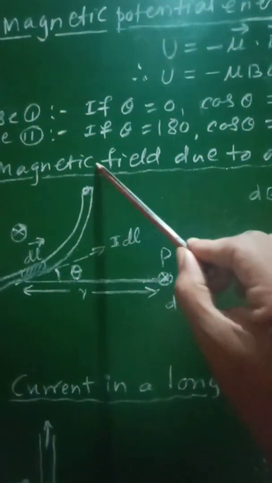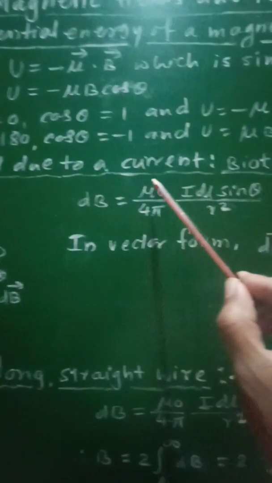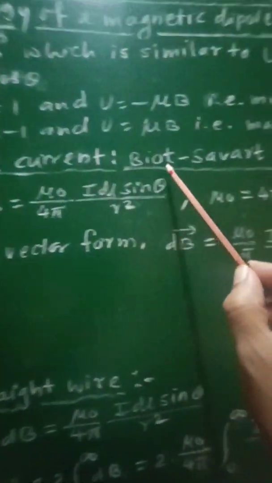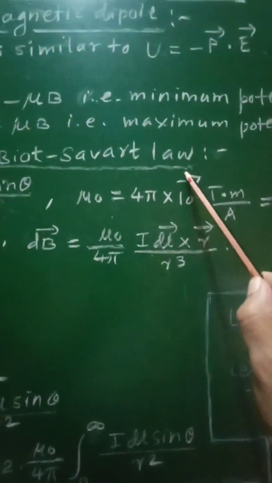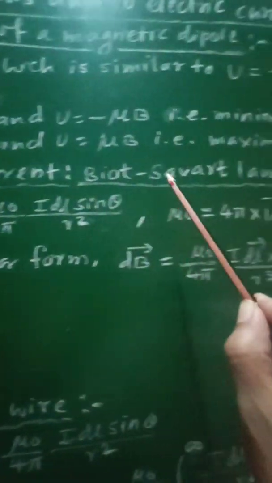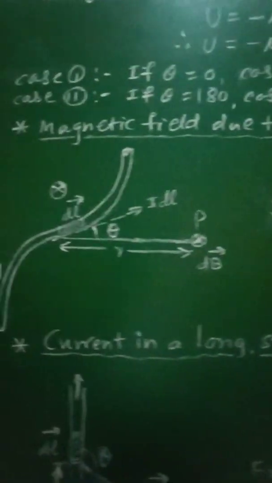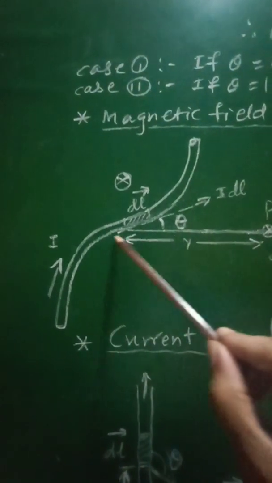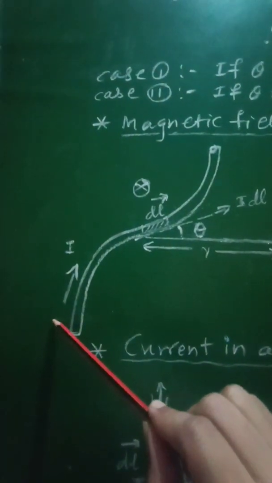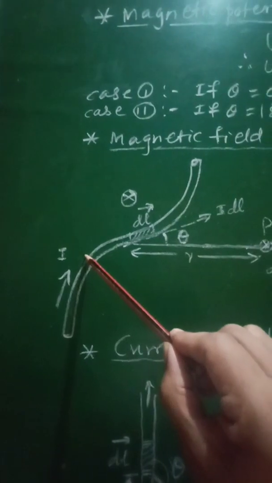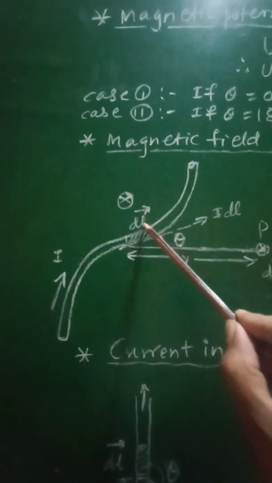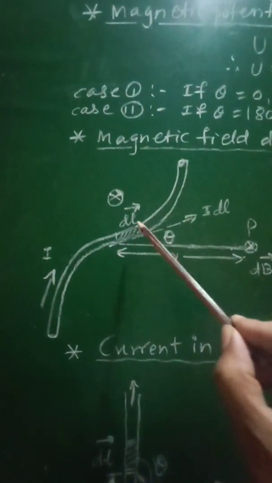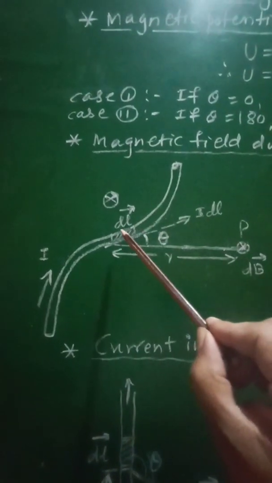Now let us consider the magnetic field due to a current, that is Biot-Savart law. In order to explain this Biot-Savart law, let us consider an arbitrarily shaped wire carrying current I. Let dl be the small element, that is very small section of length dl of that wire.